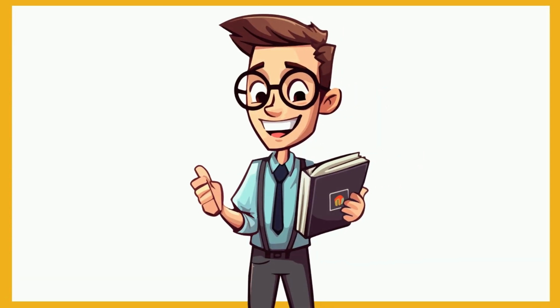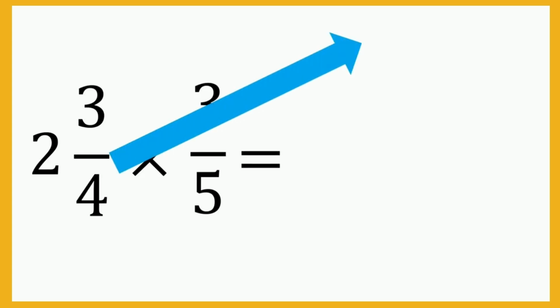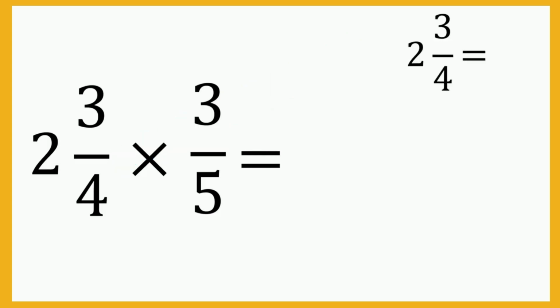Here, we need to multiply a mixed fraction and a proper fraction. For us to multiply the two fractions, we must change the mixed fraction to improper fraction. The improper form of 2 and 3/4 is 11 over 4. Here's how it was done.